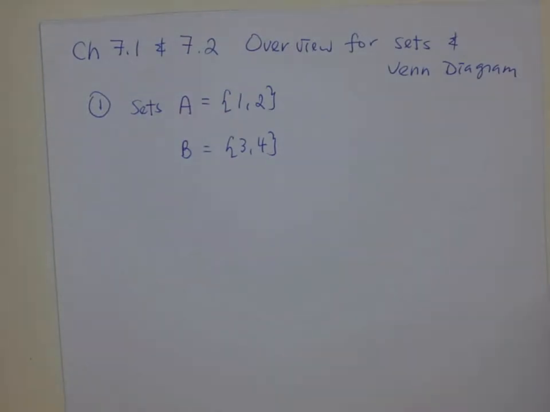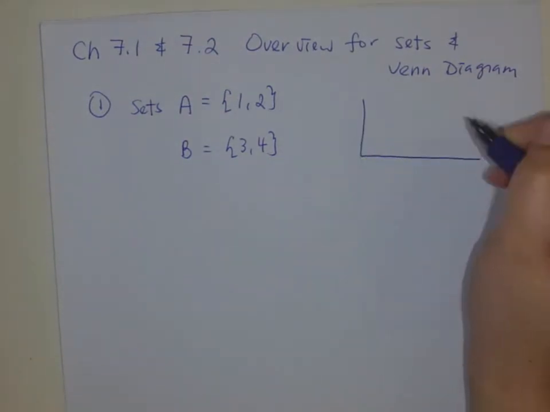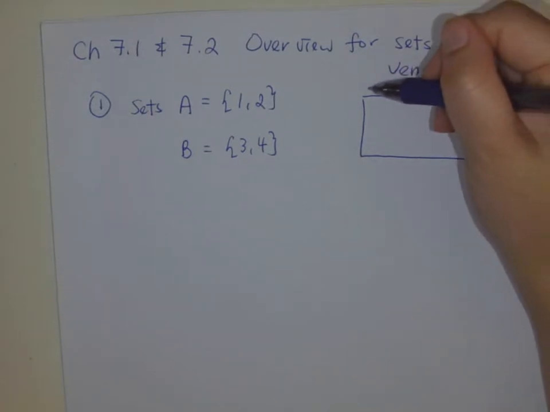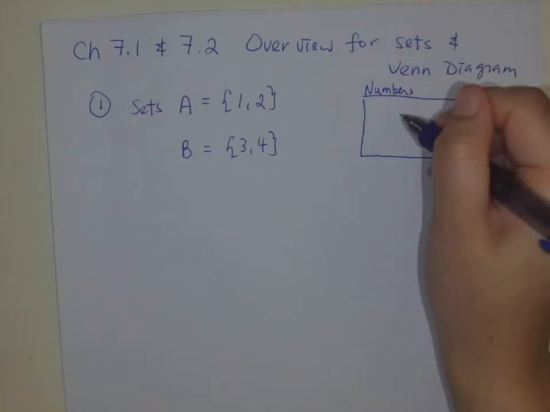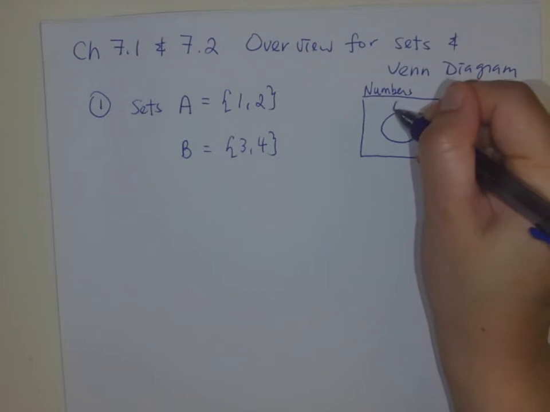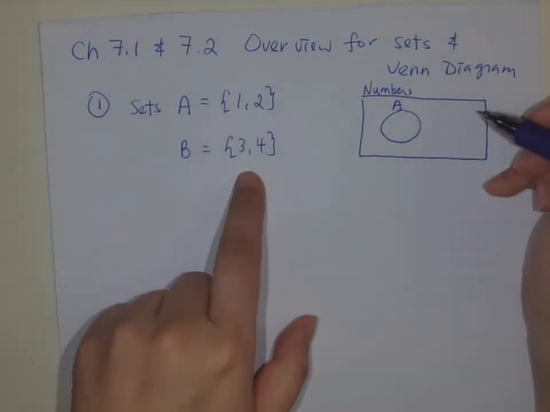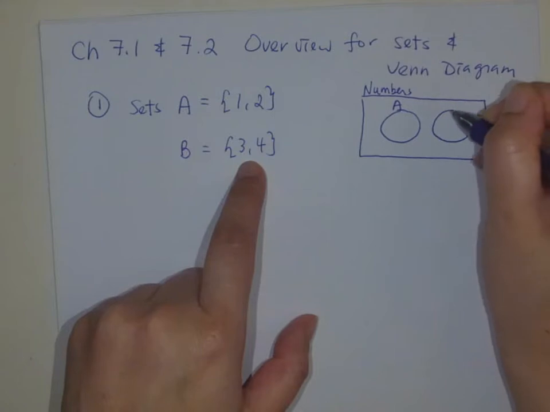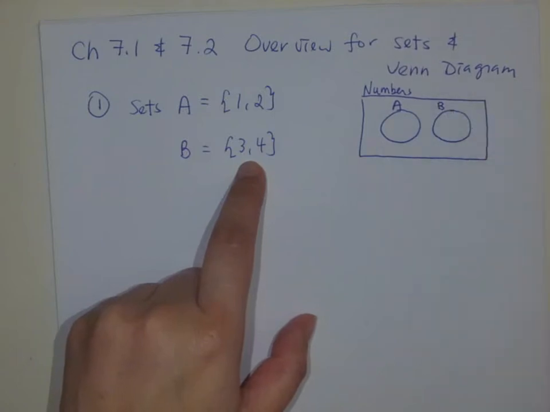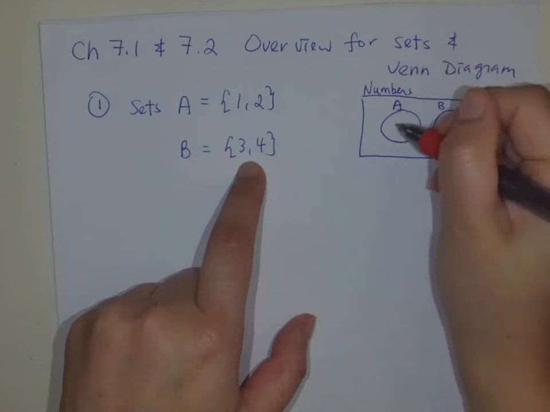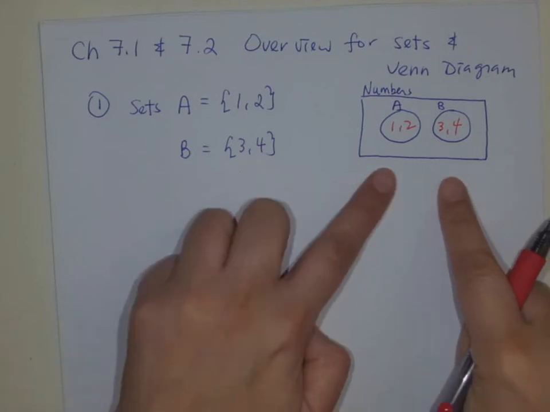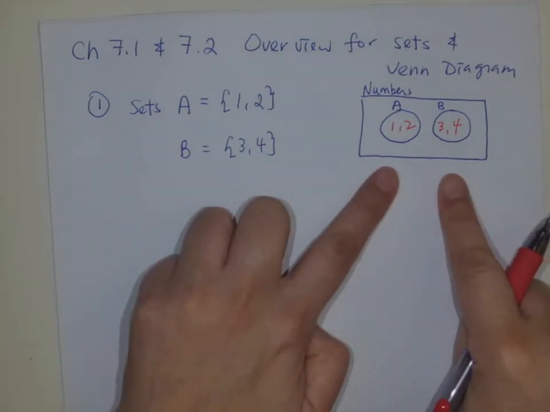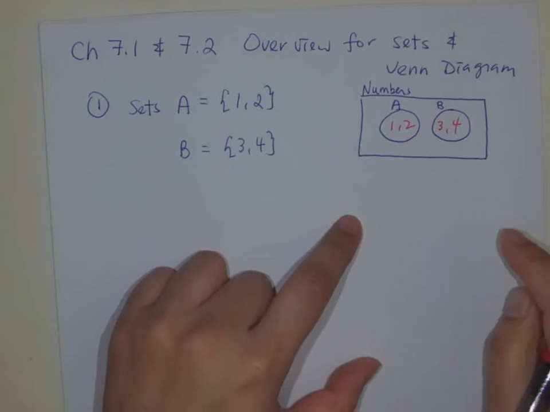If I try to represent this with a Venn diagram, we use a rectangular box to represent the universal set. We can label this as number maybe. And I can have one circle to represent set A and one circle to represent set B, and they don't have anything in common, so they're not overlapping at all, right? So I'm going to have 1, 2 in set A, 3, 4 in set B. So these two sets are not overlapping.